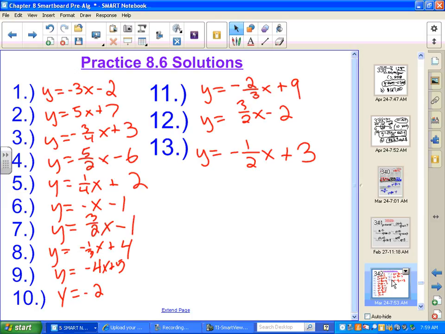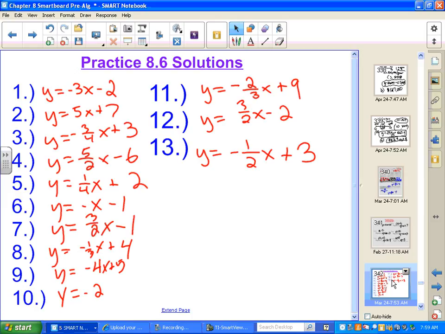You ready? Number 8, y equals negative 1/3 x plus 4. Number 9, y equals negative 4x plus 5. Number 10, y equals negative 2. Number 11, y equals negative 2/3 x plus 9. Number 12, y equals 3/2x minus 2. 13, y equals negative 1/2 x plus 3.